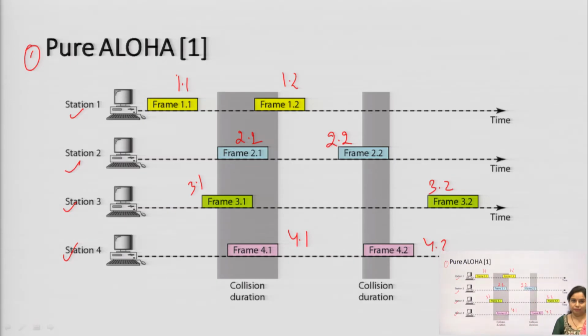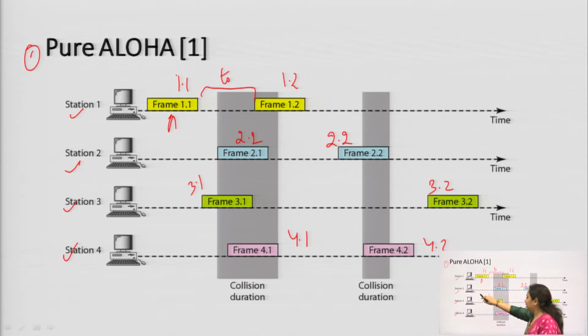Now, what is collision? If you can see in this diagram, the first station has transmitted the data, known as frame 1.1. Then it transmits after a time interval, let us say t naught, which is not fixed. Whenever I have the data, I will transmit the data. There is no time fixed. Let us say after 1 hour or after 15 minutes, I will transmit the data. No, this is not the case in random access. So, I have transmitted this 1.1 frame.